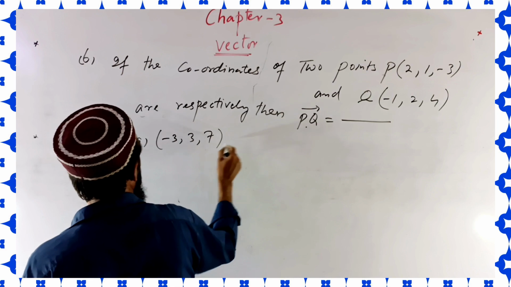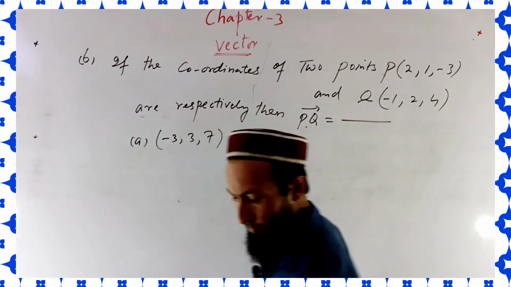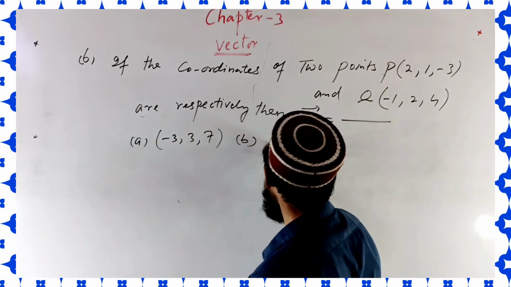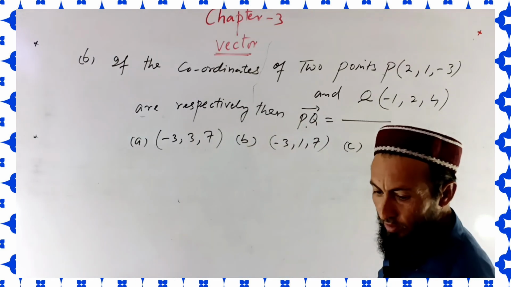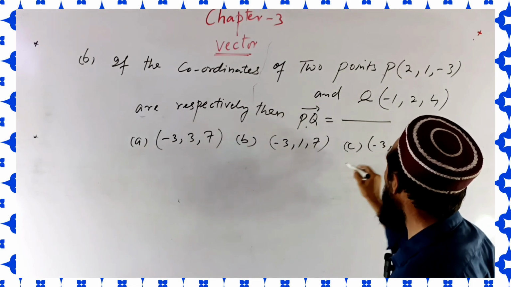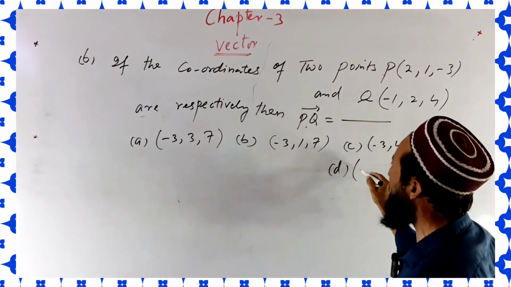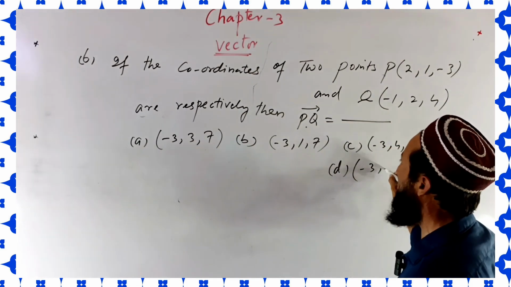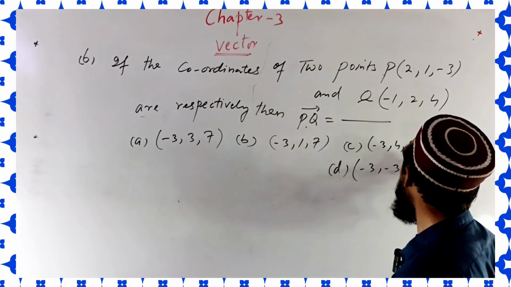A is 3, 1, 7, B is 1, 1, 7, and C is 4, 1, 8, and D is equal to -3, -3, -7.